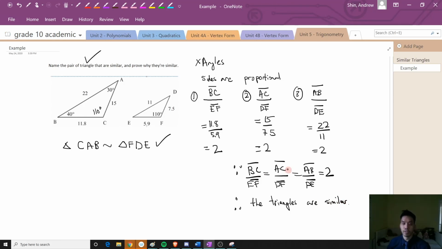Now you don't have to write this. You can say since the sides are proportional, therefore the triangles are similar. But please get used to seeing this formula. It looks like a very complicated formula, but it's not. It's just the ratios of each of the different sides. If you divide them, they all equal 2. Okay, so this is a very common formula that we'll be working with in the next day. Okay, try the next example.